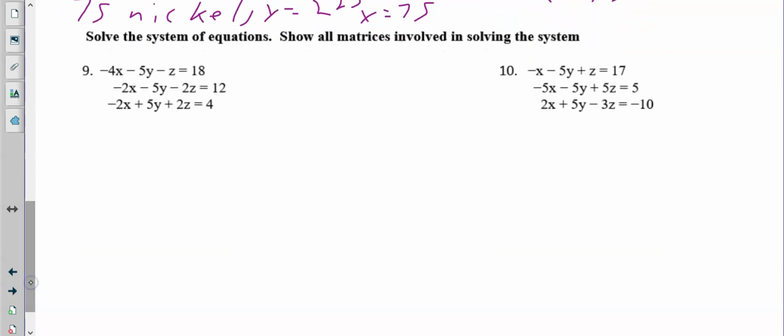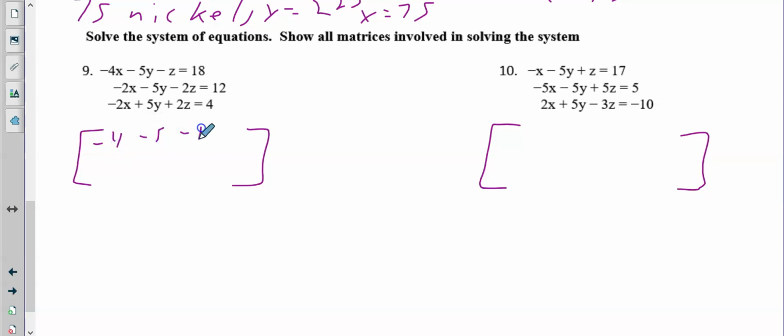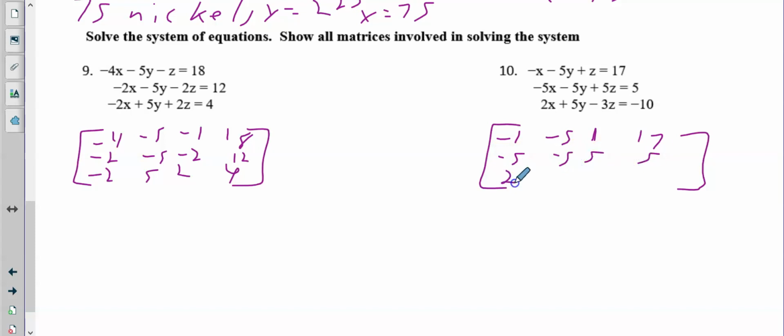All right. So first off, we need to set up our augmented matrix. I'm going to do both of these right here. So negative 4, negative 5, negative 1, 18, negative 2, negative 5, negative 2, 12, negative 2, 5, 2, and 4. Over here, there's going to be negative 1, negative 5, positive 1, and 17. Negative 5, negative 5, 5, and 5. 2, 5, negative 3, and negative 10. Okay, so those are our matrices.